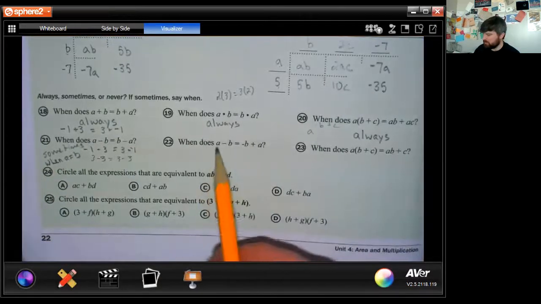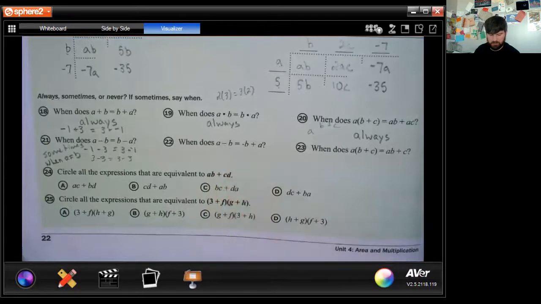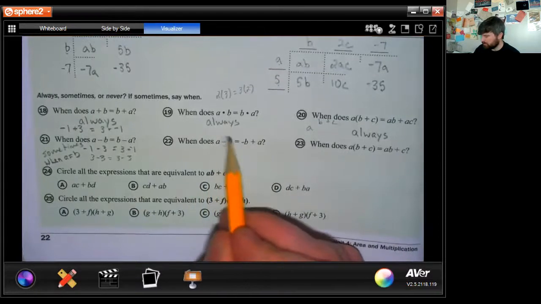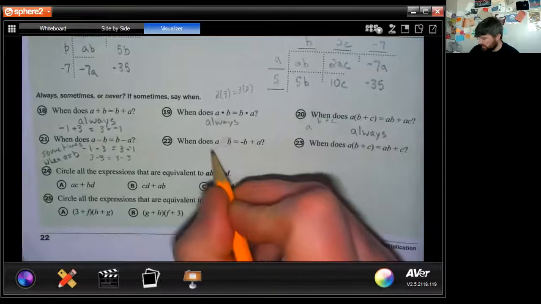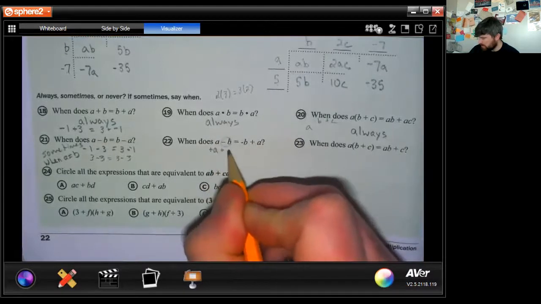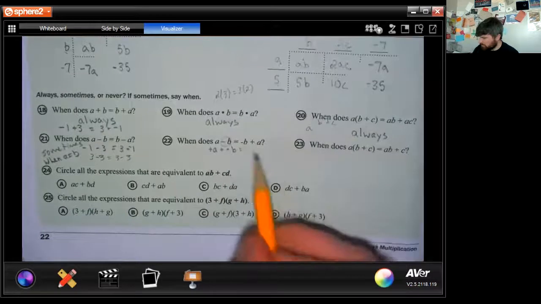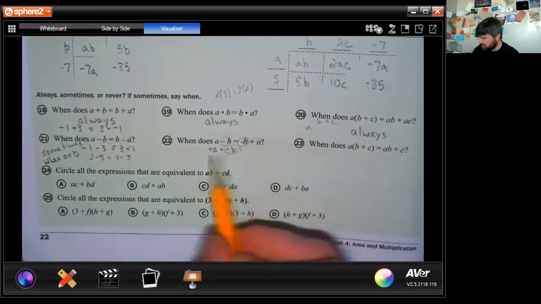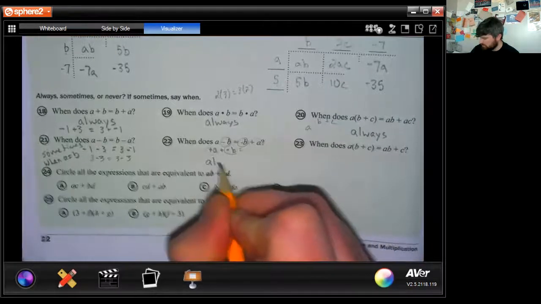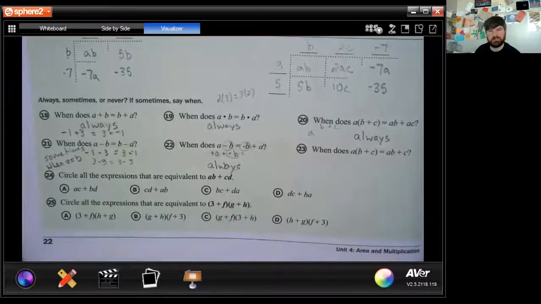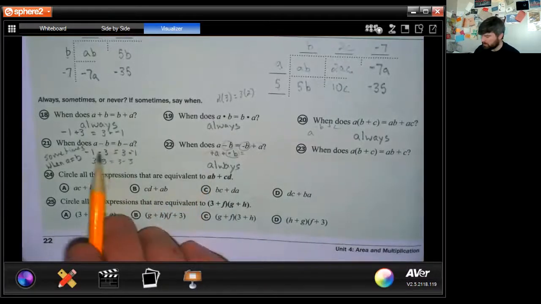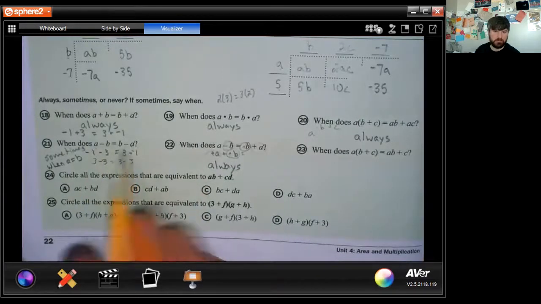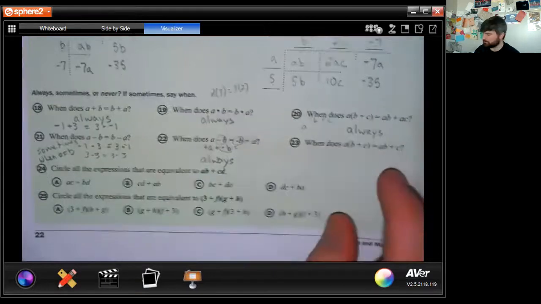When does a minus b equal negative b plus a? Okay, well, if you notice here, b is negative, and a is positive. I can write positive a plus a negative b. And if you notice over here, this is a negative, this is a negative, and a is a positive. a is a positive. So this is an always. Okay, you really have to pay attention to the signs. Over here, a was positive, but over here, a is negative. So that's what caused the issue.